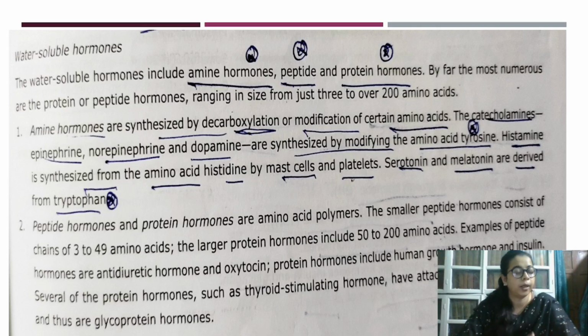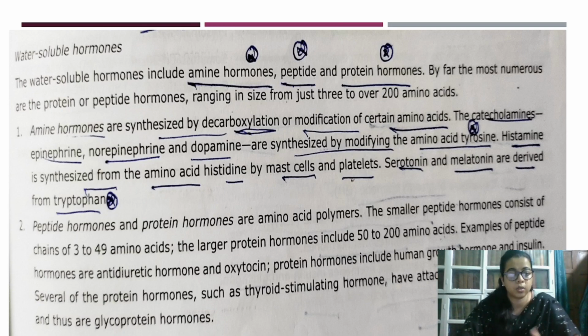Where are serotonin and melatonin derived from? They are derived from tryptophan. This is very important: catecholamine, epinephrine, norepinephrine and dopamine are all derived from tyrosine, and serotonin and melatonin are derived from tryptophan. These are the amine hormones, which will be water soluble.